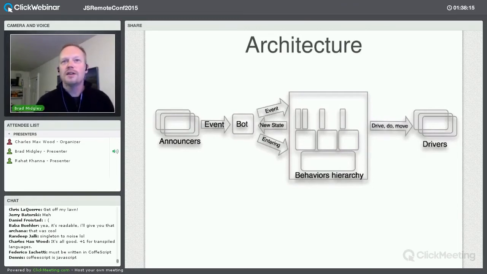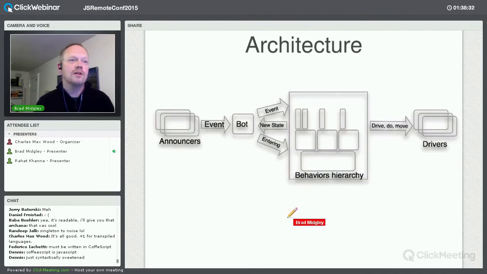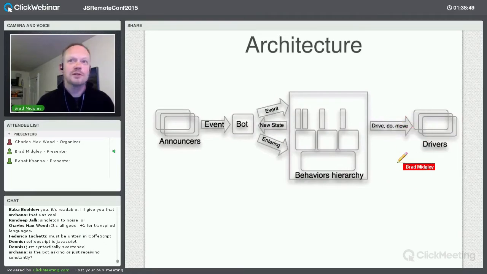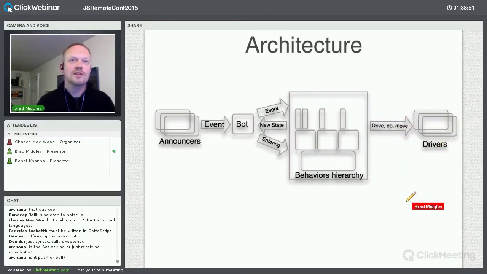And then what I've done is I've put one single object in charge of bringing all those together and then managing the state in your behaviors. So each time an event comes through, the bot delivers it to the hierarchy, and then one of the nodes in the hierarchy might return a new state. And if you do get a new state, you record that, and then you alert the new state that it's been entered. And then back here at the back end, you've got to do something with the state, and this is where you drive or you move something, and that goes out to the drivers.